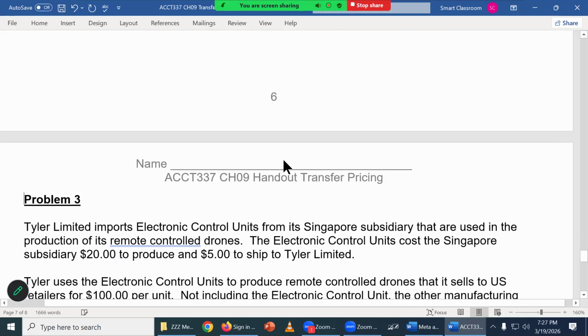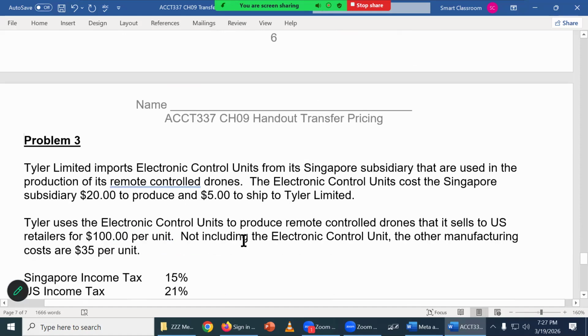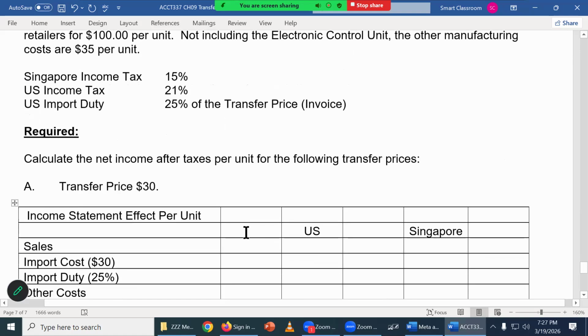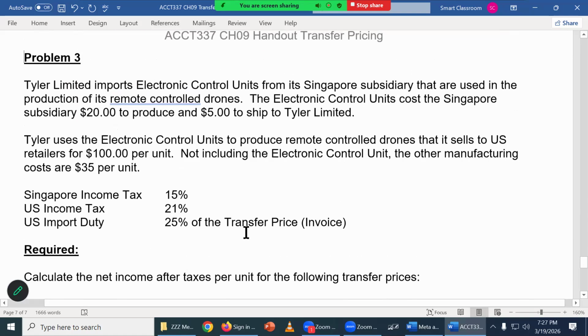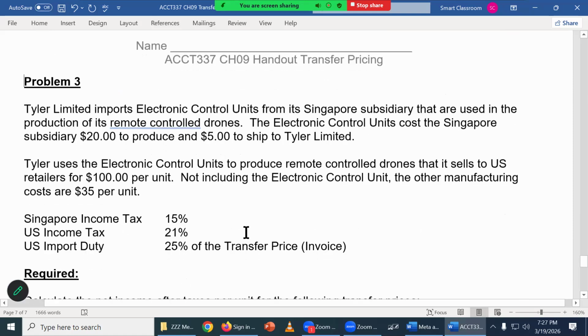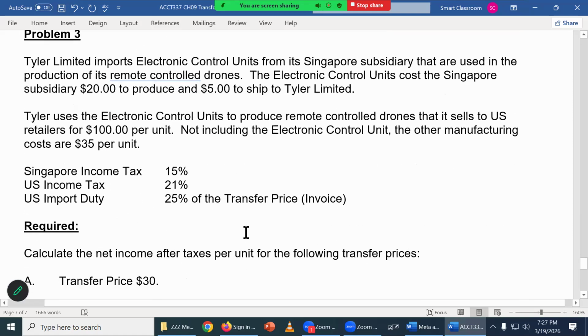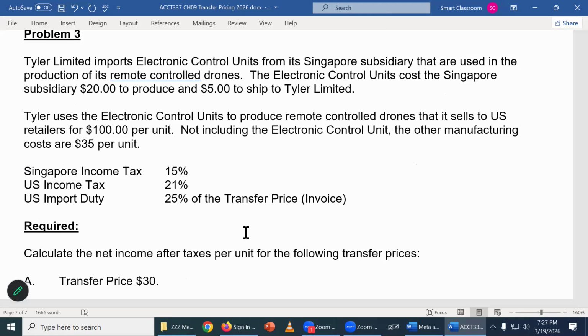Okay, the last one. We saved the last one for last because it's the one that's the most pain in the butt. Okay. And this has to do with the idea that simply looking at the income tax may not always give you the best solution. So let's look at the income tax rate.